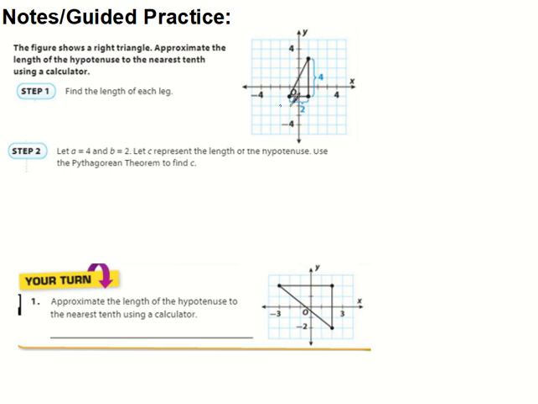So I know your guys' graphs are a little faded, okay? So if you need to draw in some lines or some better tick marks, you can. It says use the figure, the figure shows a right triangle, approximate the length of the hypotenuse to the nearest tenth using your calculator. So it says find the length of each leg. The example's already been done for you, but I'm gonna explain how they did that.